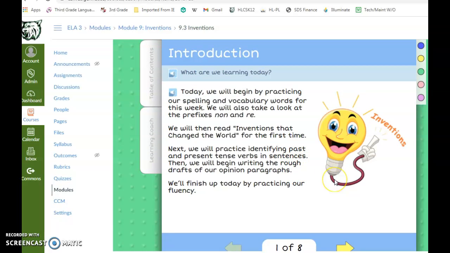Okay, today we're going to continue looking at our spelling words for the week, as well as looking at the prefixes non and re. When we add a prefix to a word, we put it in front of the word and it changes the meaning. Then we're going to read our story, Inventions That Change the World, and then we will continue with our verbs, looking at past and present tense verbs, and then finally we will begin writing the rough drafts of our opinion paragraphs.